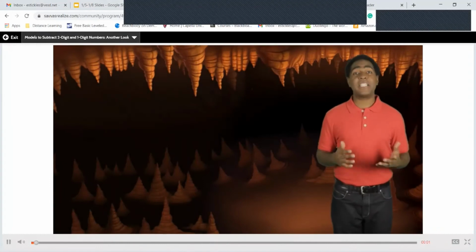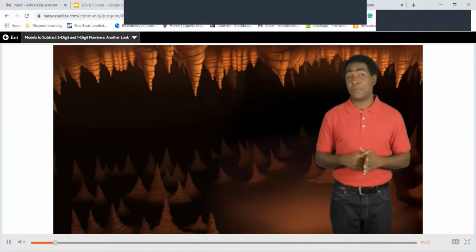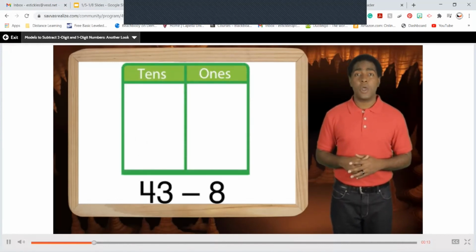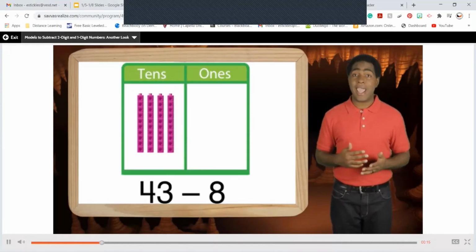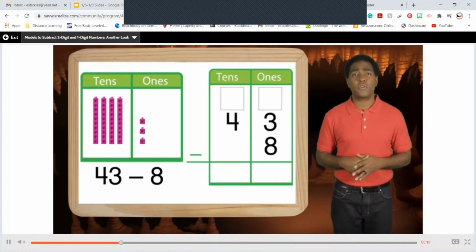We're going to go watch one more quick video. Let's use place value to subtract. Don't worry, it's easy. To prove it, we'll solve the problem 43 minus 8. First, let's show 43 on a place value chart. We've got our 4 10s and our 3 1s. The problem says that we want to subtract 8, or 8 1s.